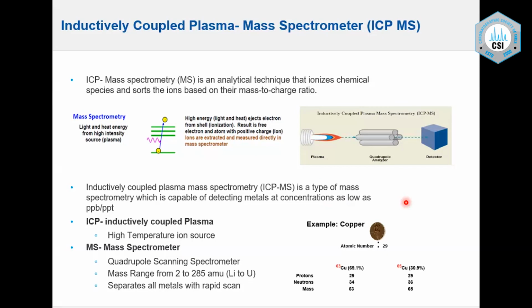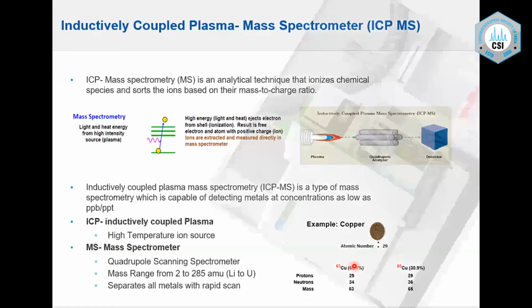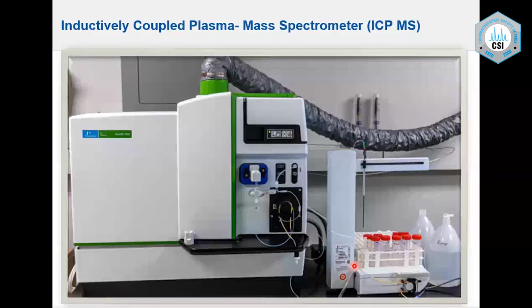When you do analysis in ICP-MS, you need to select isotopes. A single element may have different isotopes. What are isotopes? Atoms having the same number of protons and different numbers of neutrons. For copper, you have the 63 and 65 isotopes. You can select the isotope which has more abundance, and if you want to select both isotopes, you can do that in the software and analyze copper or different elements. This is how the ICP-MS looks.